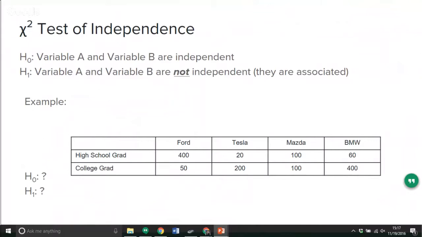So in this instance, if we said variable A was education and variable B was car brand purchase, okay, we would say that the null is that education level and car purchase are independent of each other. If we were to say the alternate, we would say that education level and car brand are not independent of each other, aka they are dependent on each other, aka they are associated with each other.